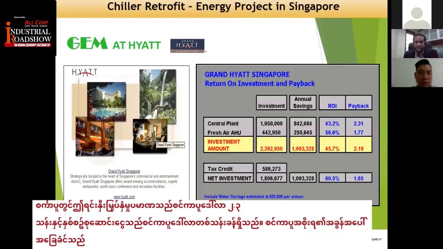So this is an example of Grand Hyatt Singapore. You can see this investment amount was 2.3 million Singapore dollars, and annual saving is around 1 million Singapore dollars. So the payback is 2.19 years, and based on the tax credit the Singapore government has given, the payback becomes 1.6 years, right?